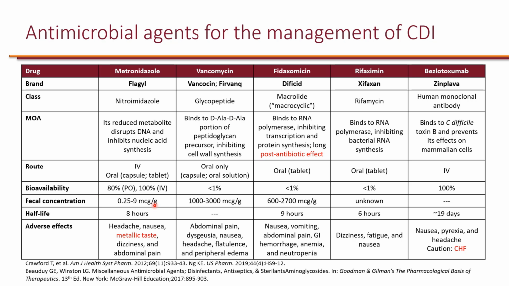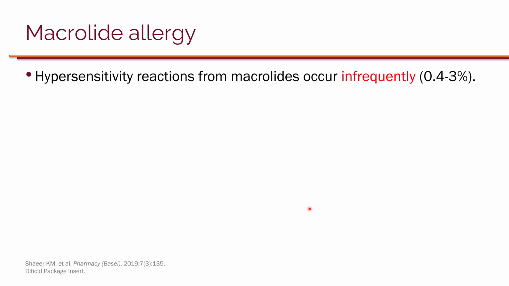Now I want to draw your attention to the fecal concentration of these drugs, because the site of infection is in the GI tract. You will see that because oral metronidazole is mostly absorbed, you get a significantly lower concentration in the feces, and this is in micrograms per gram of feces. Whereas with vancomycin and fidaxomicin, you get significantly higher concentration. So I want you to keep that in mind when we talk about the efficacy of these agents.